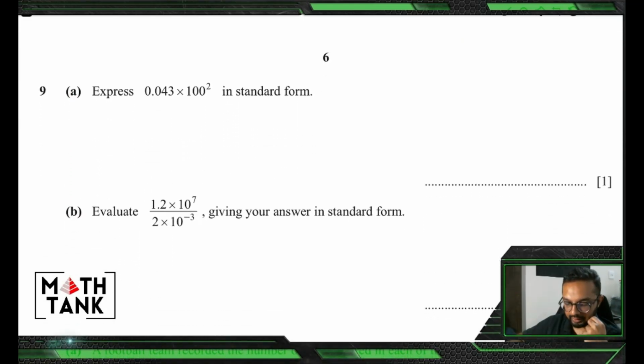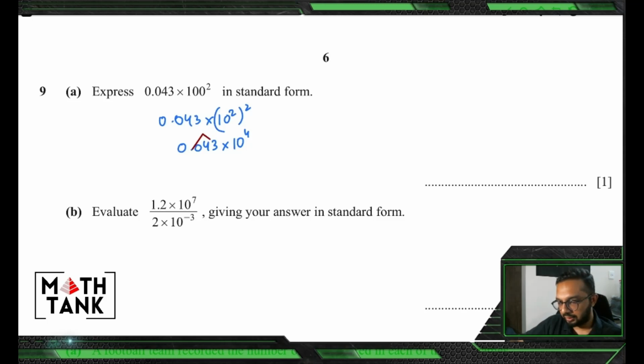Okay, then let's look at another question. It says express 0.043 into 100 squared in standard form. So I have 0.043. Let's first simplify these powers. 100 is 10 squared, so 0.043 into 10 power 4. Now let's move the decimal place to the right. That gives me 2 decimal places. 4.3 into 10 to the power 2.